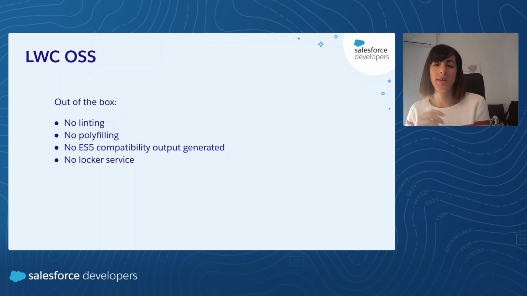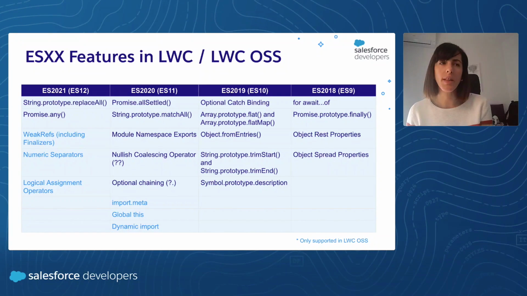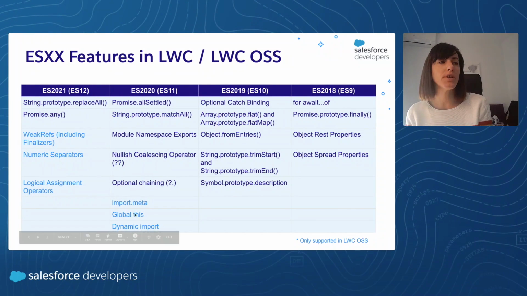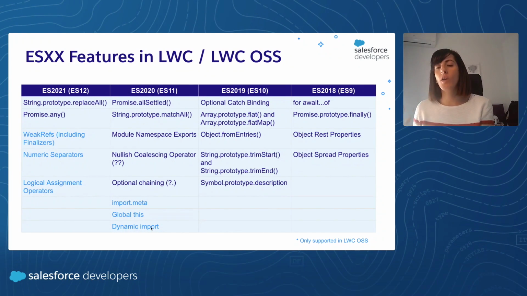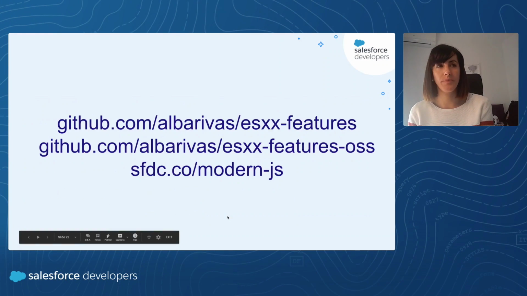So there are some small details that you need to understand in what regards to which ECMAScript features you can use outside of the platform, because there are a couple more features that you can use. This is the full list of features that I mentioned before, and here I have added in light blue some features that are available also for Lightning Web Components open source, because local service is not preventing their usage.